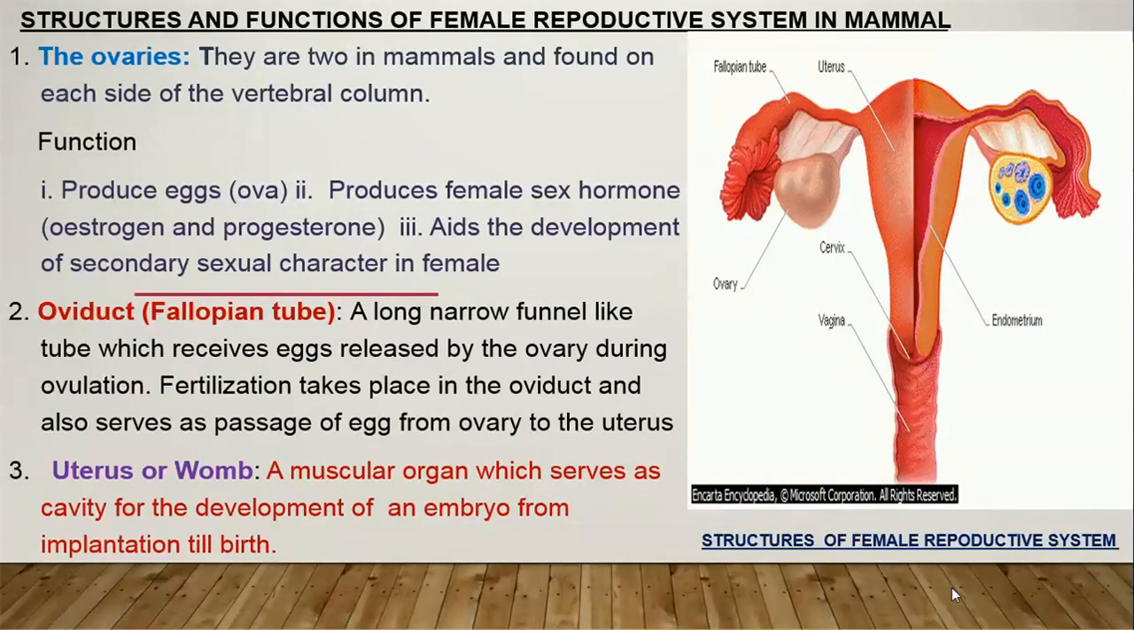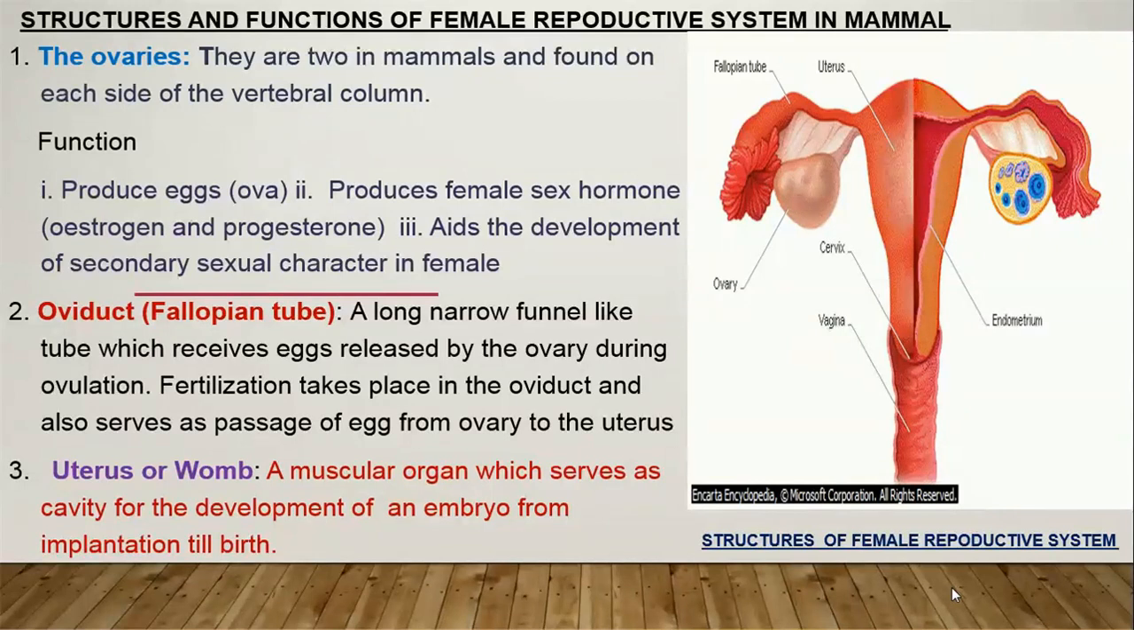Number 2, we have oviduct. Oviduct is also known as the fallopian tube. It is a long, narrow funnel-like structure or tube which receives the eggs that are being released by the ovary during ovulation. So ovulation actually is the release of eggs from the ovary into the fallopian tube or oviduct. This takes place once in a month in every female. Alright, fertilization takes place in the oviduct and also serves as passage of egg from ovary to the uterus.